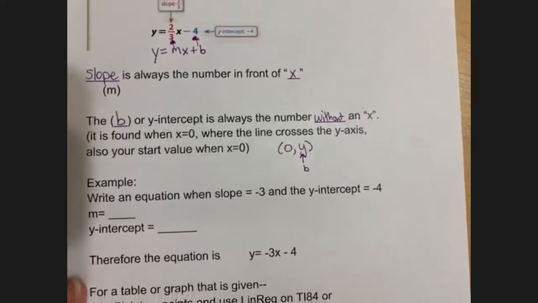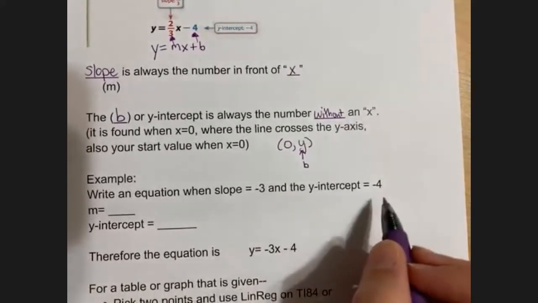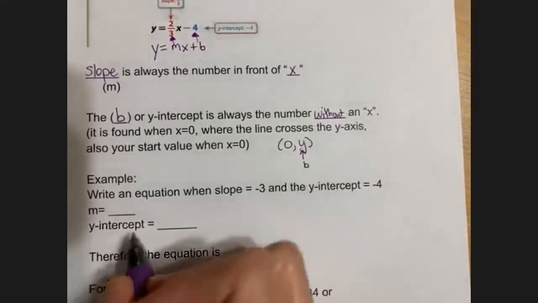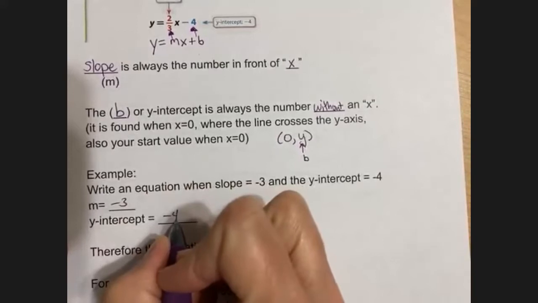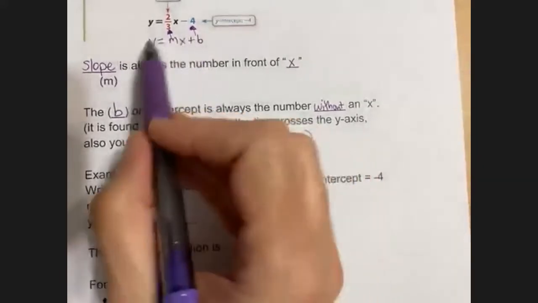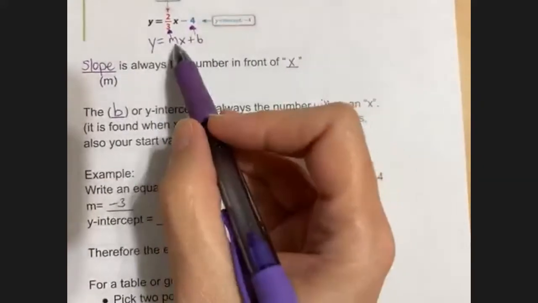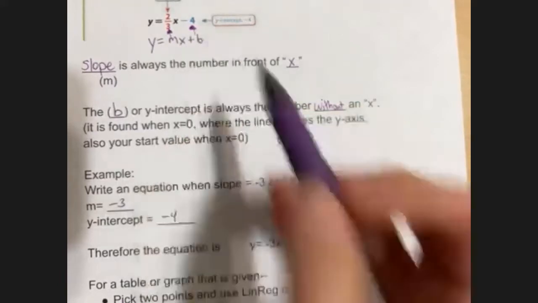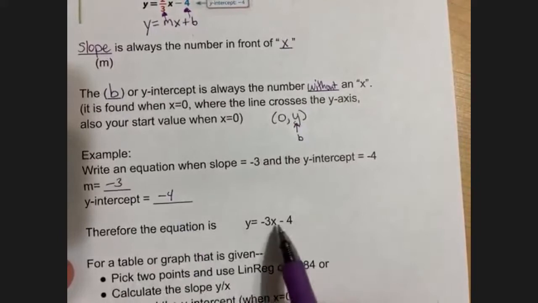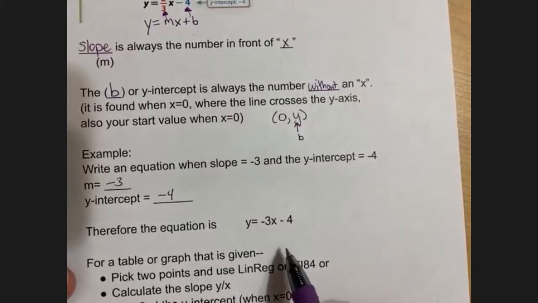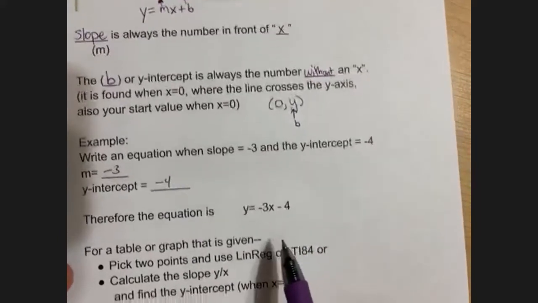So, write an equation when the slope is -3 and the y-intercept is -4. You just say m equals -3, b equals -4, and I plug it into my formula up here: y equals -3x minus 4. I don't do plus 4 because this is a negative, so -4, which is the same as adding a -4, but let's keep it simple.